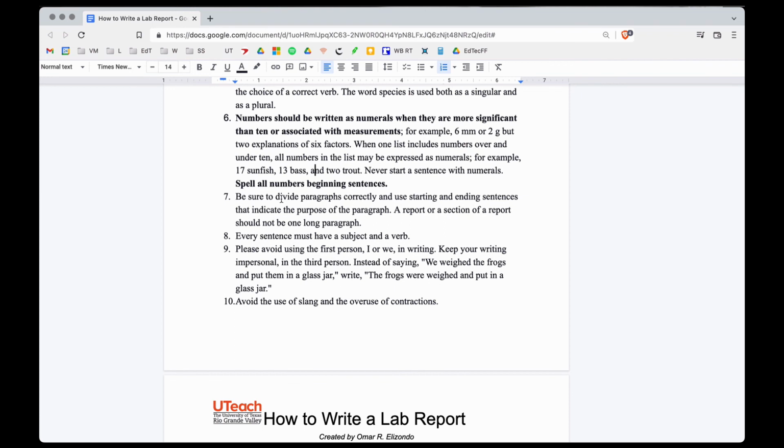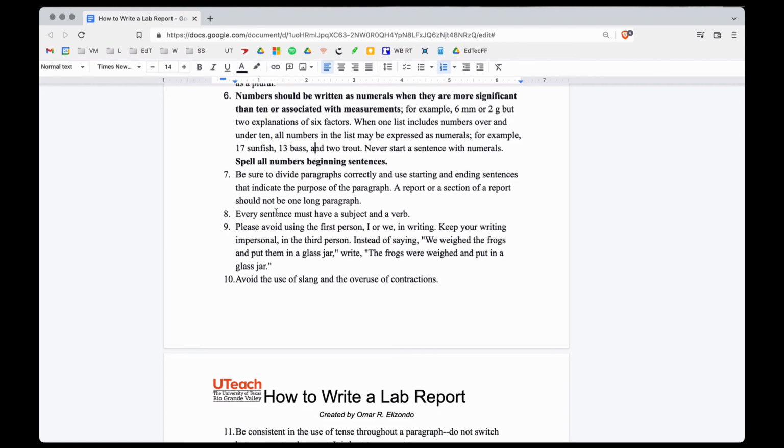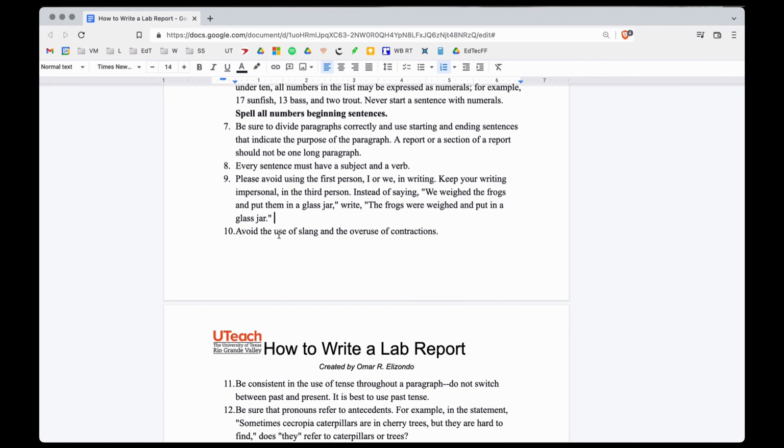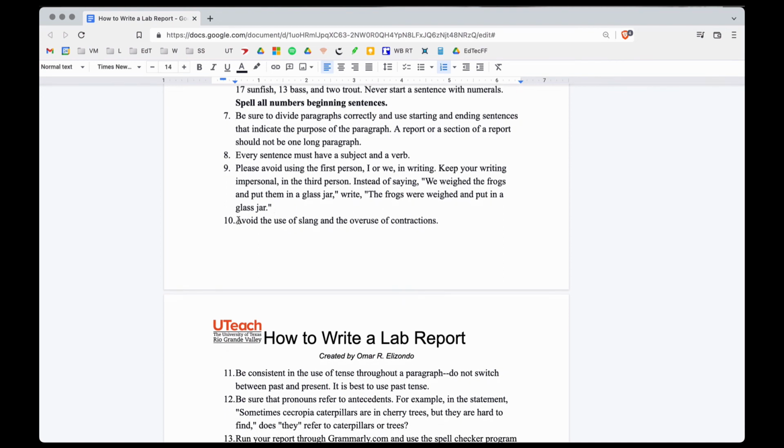Be sure to divide paragraphs correctly and have starting and ending sentences that indicate the purpose of the paragraph. Be sure that you have indentions. Every sentence has to have a subject and a verb. Make sure you're correct with that portion. As I stated previously in this video, be sure that you are avoiding writing in the first person. We don't want that. Try to make statements rather than speaking in the first person.